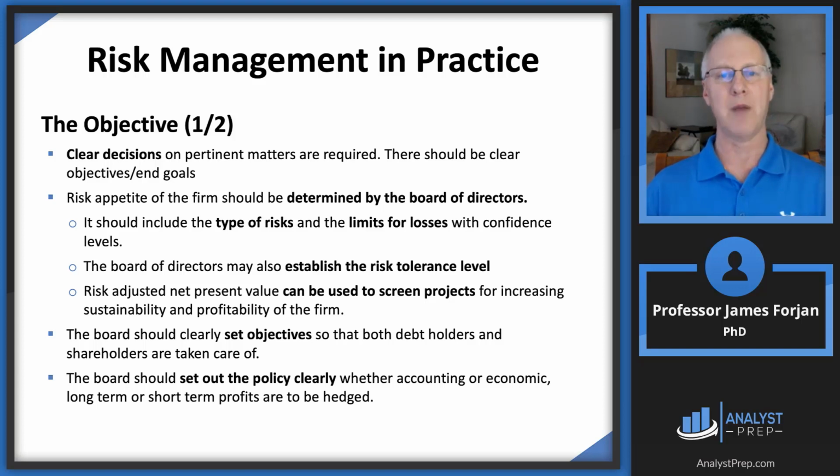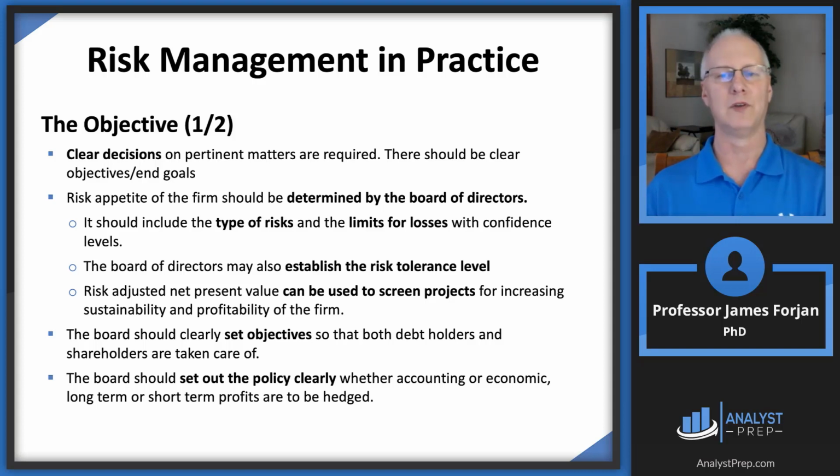And so the risk appetite is going to be determined by the board of directors. And remember that it's the board that was elected by the owners of the business. So the board acts in the best interest of the owners and the shareholders of the firm. So it's got to include the type of risk. So what did I say that very first slide? Identify the risk. What did I just say? Political risks and operating risks and currency risk and maybe some other risks as well.